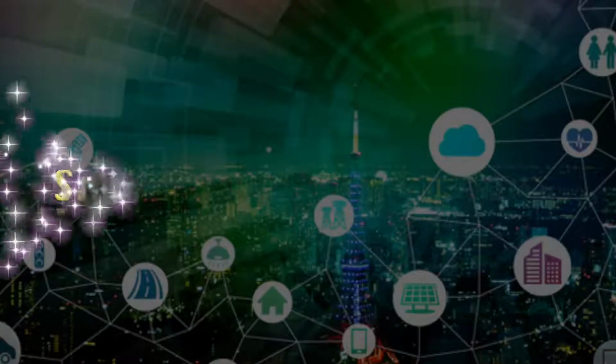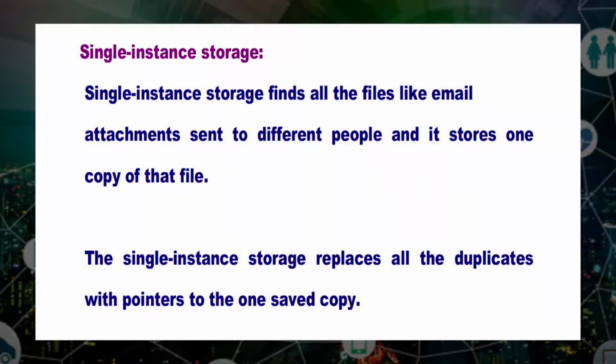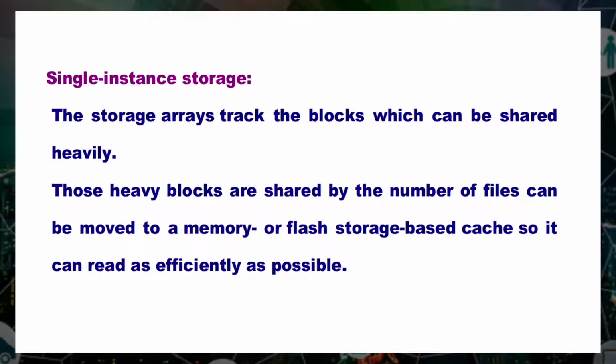The next one is single instance storage. Single instance storage finds all the files, like small attachments sent to different people, and stores one copy of that file. It replaces all the duplicates with pointers to the one saved copy. The storage arrays track the blocks which can be shared heavily. Those heavily shared blocks, shared by a number of files, can be moved to memory or flash storage. It is based on cache, so it can be read as efficiently as possible.